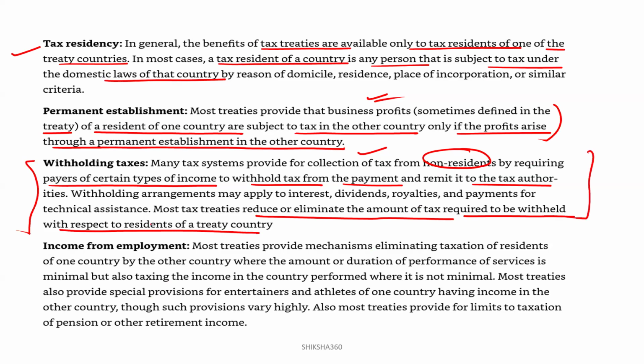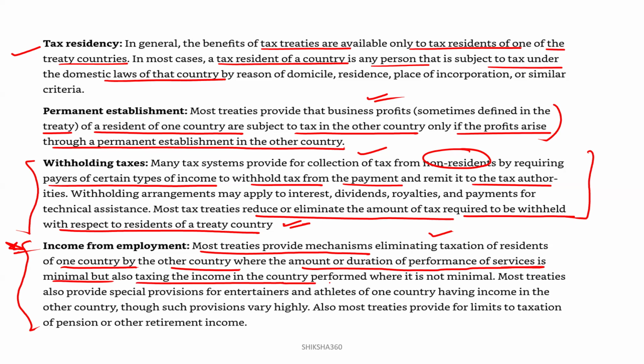To be withheld with respect to the residents of a treaty country. Next one, that is income from employment. Most treaties provide mechanisms eliminating the taxation of residents of one country by the other country, where the amount or duration of performance of service is minimal, but also taxing the income in the country where it is performed, where it is not minimal. Clear? Where it is not minimal.